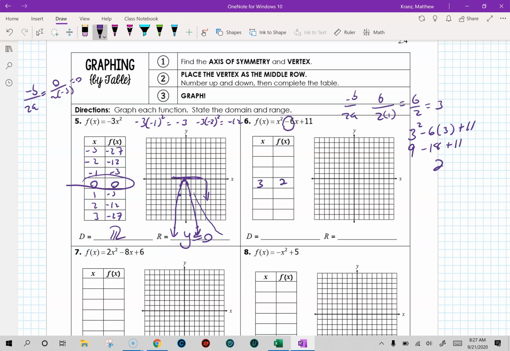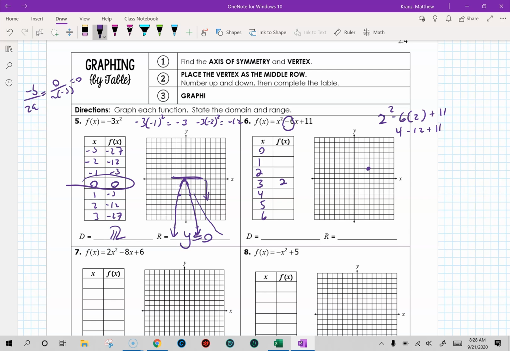I can go and graph it right away if I want. There it is. That's my vertex. So I'm going to go with a 2, a 1, and a 0, and a 4, a 5, and a 6. If I go ahead and graph these other parts, I have 2 squared minus 6 times 2 plus 11. So 4 minus 12 plus 11. So that gives me negative 8 plus 11, which is a positive 9.